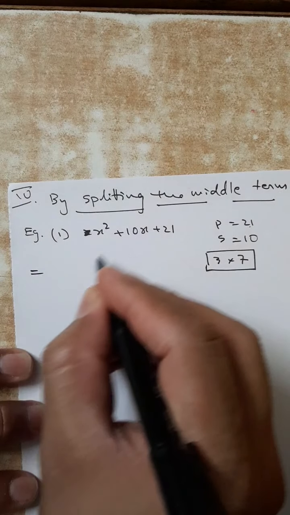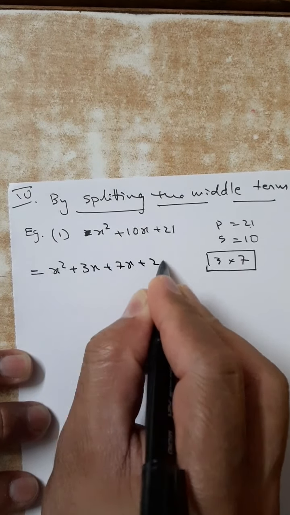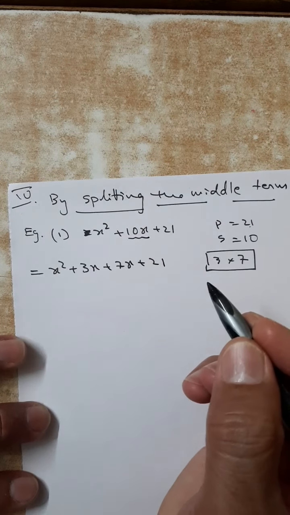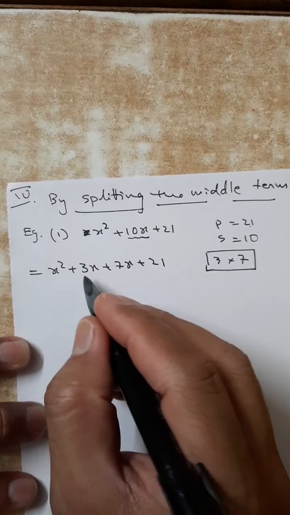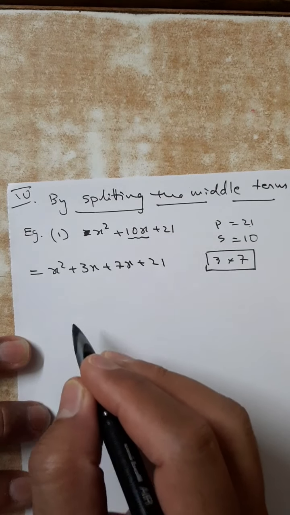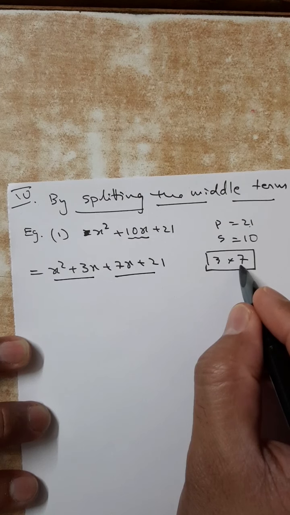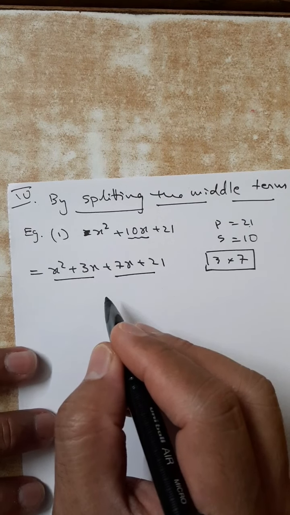So we will write this as x square plus 3x plus 7x plus 21. 10x is broken into 3x and 7x. So it is called splitting the middle term. 10x is broken into two parts. Now the question is converted into our type 2. Type 2 means common in groups. If the split is correct, automatically there will be a common factor in both steps.